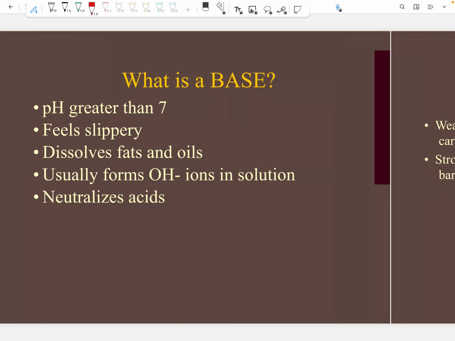What is a base? A base is a compound that has a pH of greater than 7. Remember, pure water has a pH of 7. Okay, it is a neutral compound. Bases feel slippery. They dissolve fats and oils. They usually form what's called a hydroxide ion in solution, and they neutralize acids.